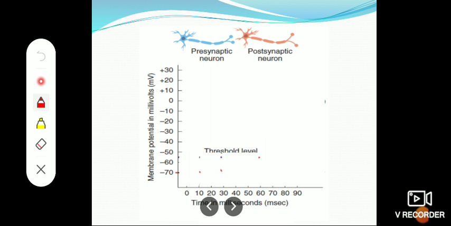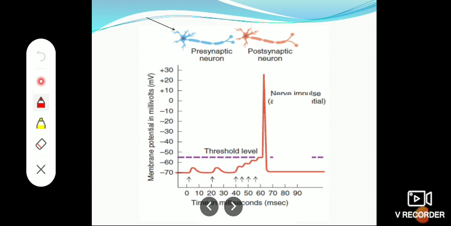Now similarly, if one neuron is excited, but the excitation is continuous on that one, that will again lead to generation of action potential. That property is called temporal summation. A train of impulses coming on one neuron will lead to firing of the postsynaptic neuron. So that is called temporal summation.